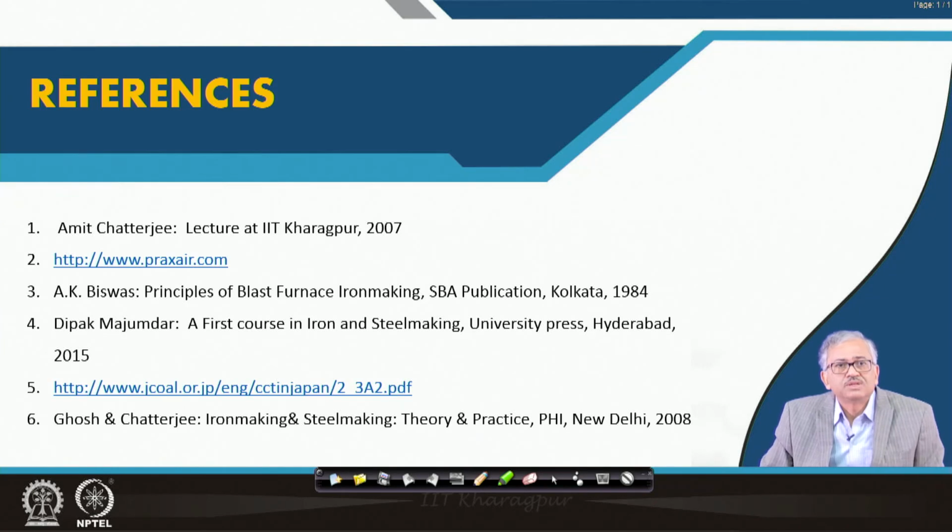So these are the references, a lot of references we have used here. One is Amit Chatterjee's lecture at IIT Kharagpur 2007, and then A.K. Biswas, Professor Deepak Mazumdar, A First Course in Iron Making, Steel Making, and then Ghosh and Chatterjee.